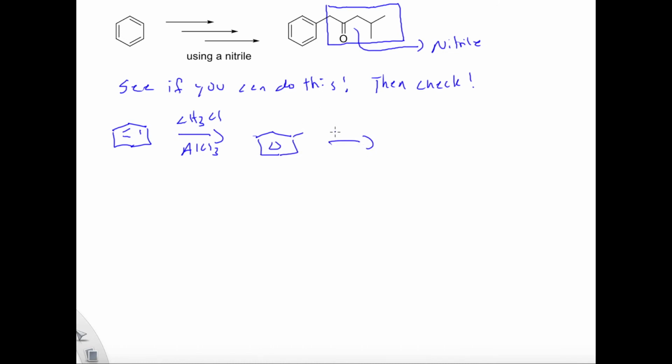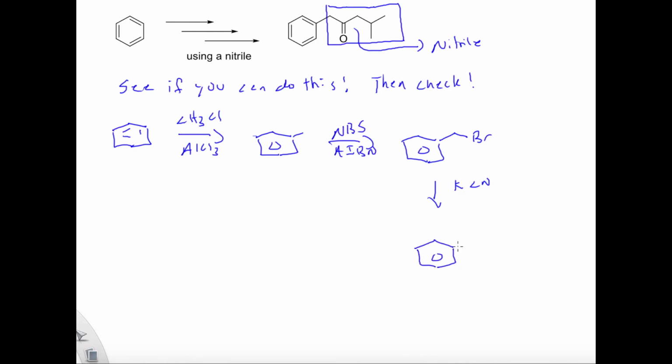And now I need to put the nitrile on there. Remember that we need to do an SN2 reaction. So I'm going to brominate here via radical bromination. That's benzylic bromination, right? And now I can react this with potassium cyanide to do my SN2 reaction to stick the nitrile on there.